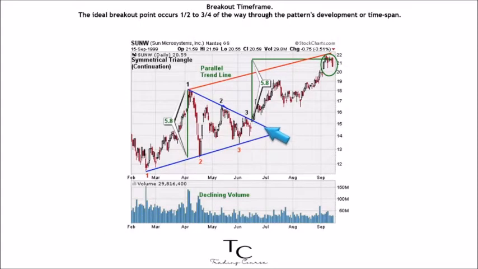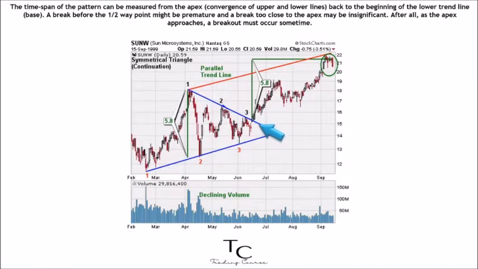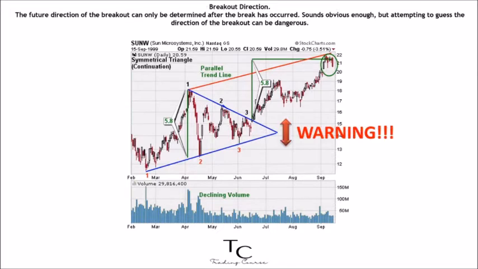Breakout time frame. The ideal breakout point occurs 1/2 to 3/4 of the way through the pattern's development or time span. The time span of the pattern can be measured from the apex, convergence of upper and lower lines, back to the beginning of the lower trend line, base. A break before the 1/2 way point might be premature and a break too close to the apex may be insignificant. After all, as the apex approaches, a breakout must occur sometime.